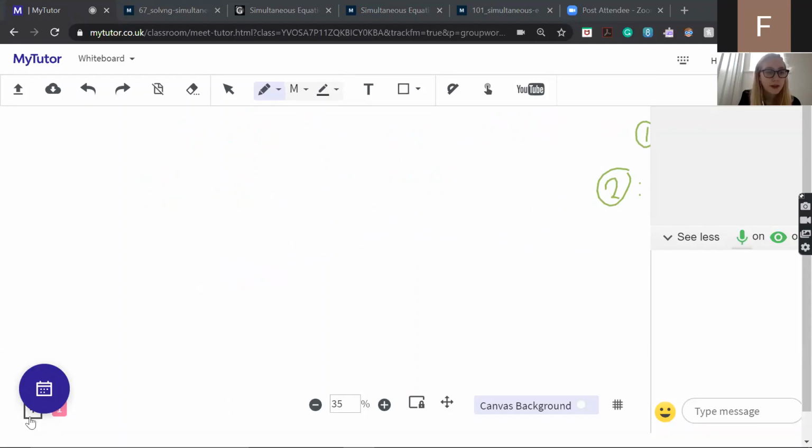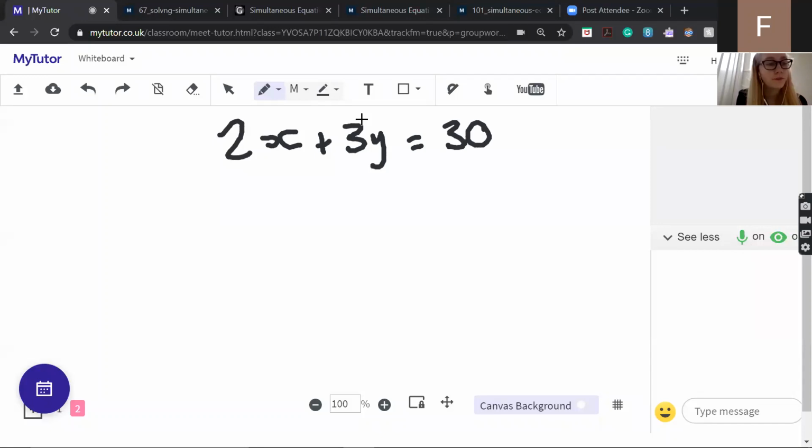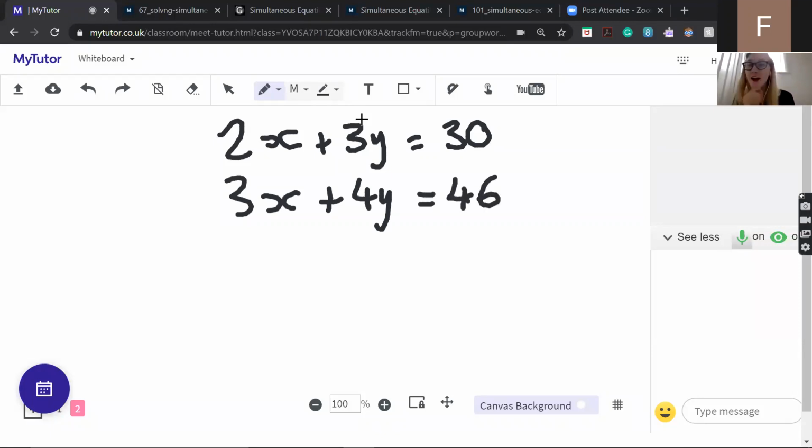Let's do a new page for this. Excuse me. So let's have a look at 2x plus 3y equals 30 and 3x plus 4y equals 46. Now the other two I'd found online. This is one that I came up with. So the numbers might be horrible fractions, but we're grown-ups, we can deal with it.